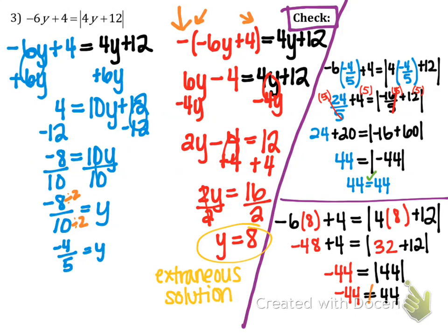So even though y equals 8 came up as a solution to the equation, it does not keep the equation equal when you plug it back in. So we do not consider that part of our solution because it doesn't work when it's plugged back in. So our final solution set will just be negative 4/5.